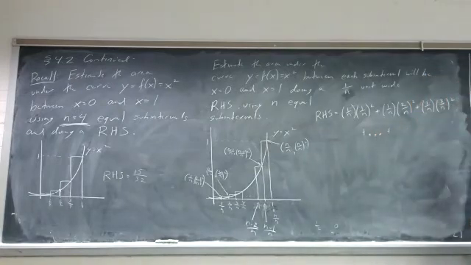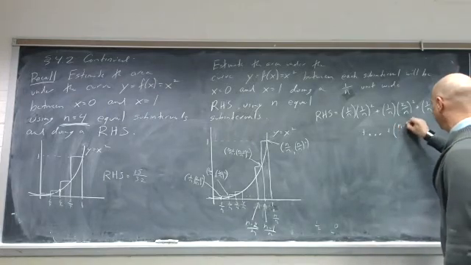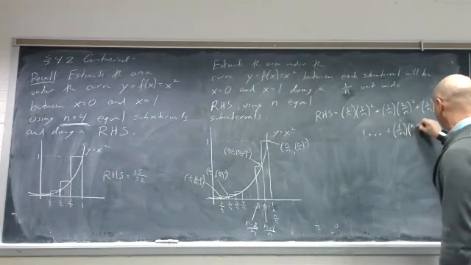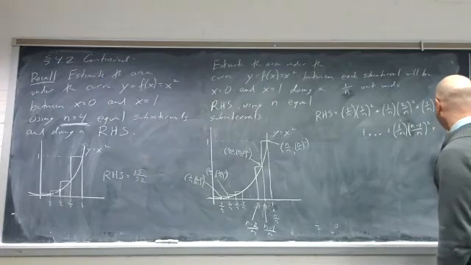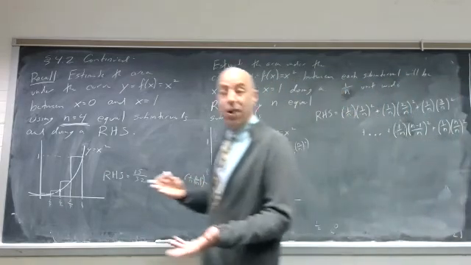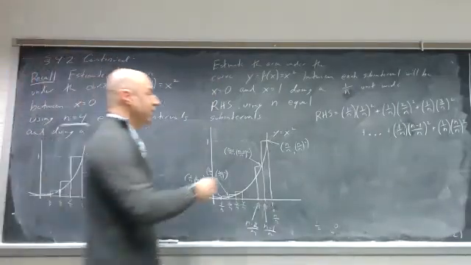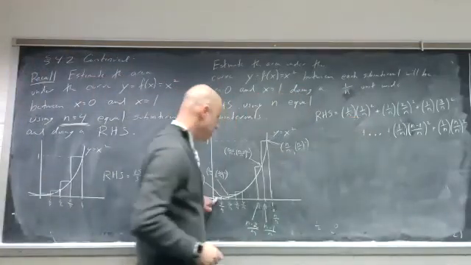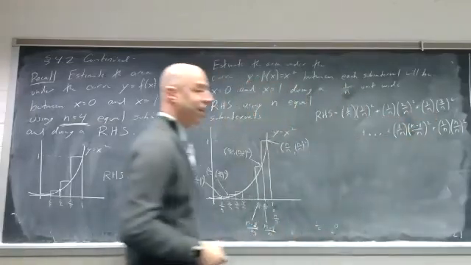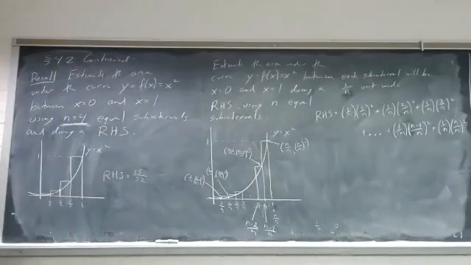I'm running out of room on the board, but presumably you have more room on your page. All the way up to the second last rectangle, still 1 over n wide, n minus 1 over n squared tall. And the very last rectangle, still width 1 over n, its height is n over n squared. So that's the area of all those rectangles added up. This is the area of rectangle 1. This is the area of rectangle 2, rectangle 3, however many there are, all the way up to the last one. And there are n of them.